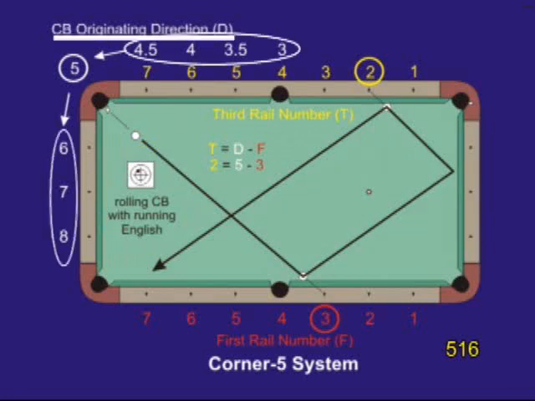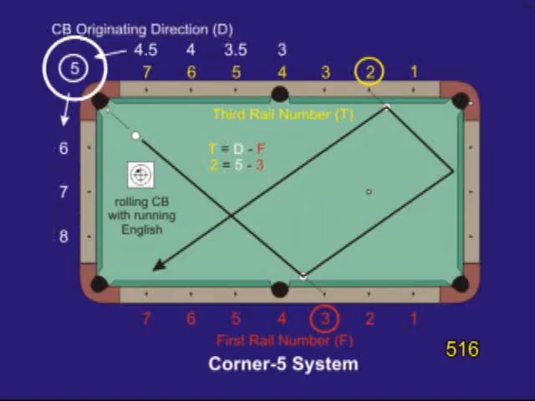The numbers shown in white indicate the cue ball's originating direction. This number will indicate where the cue crosses the rail. This system is called the Corner-5 system because this numbering begins with 5 at the corner pocket. The numbers increase by 1 for each diamond on the short rail side of the corner, and the numbers decrease by 1/2 for every diamond on the long rail side. In the example shot shown here, the origination number is 5 since the cue passes right over the corner pocket.